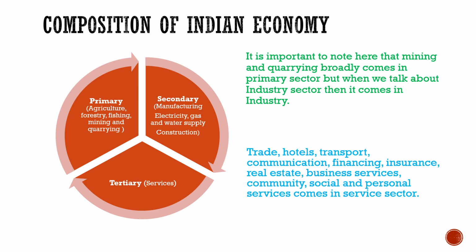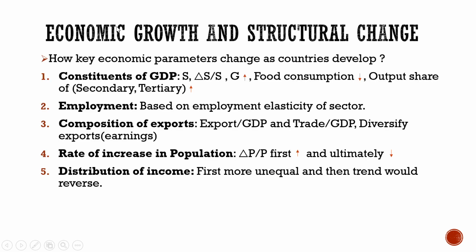So this is the composition of Indian economy, which we have earlier seen in the previous video, that the economy is divided into primary, secondary, and tertiary sector. Now, economic growth and structural change. With economic growth, the indicators of development change, and we can divide this into five different economic parameters, and we see one by one. The first one is constituents of GDP.